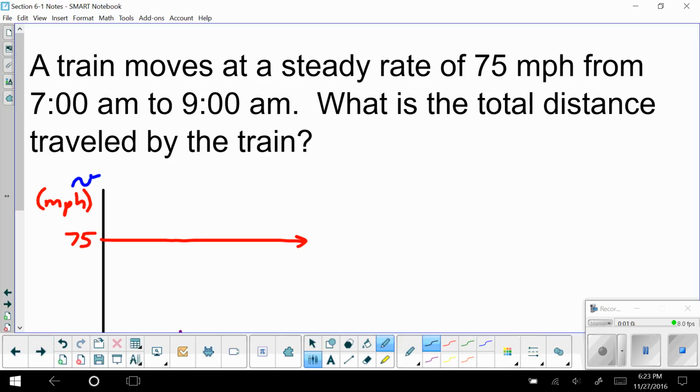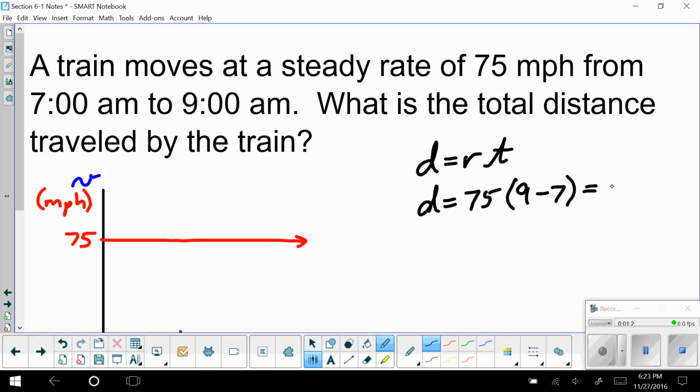And for most people, they tend to think of it as distance equals rate times time. So distance would be the 75 miles per hour, and then the time we got by doing 9 minus 7 to get 2 hours. So we would have 150 miles for the distance.